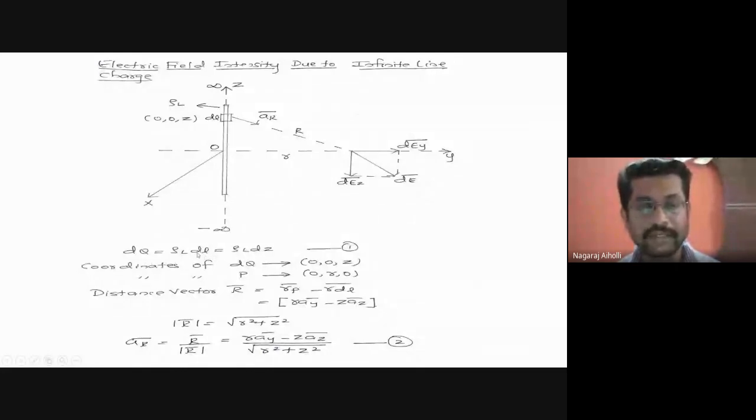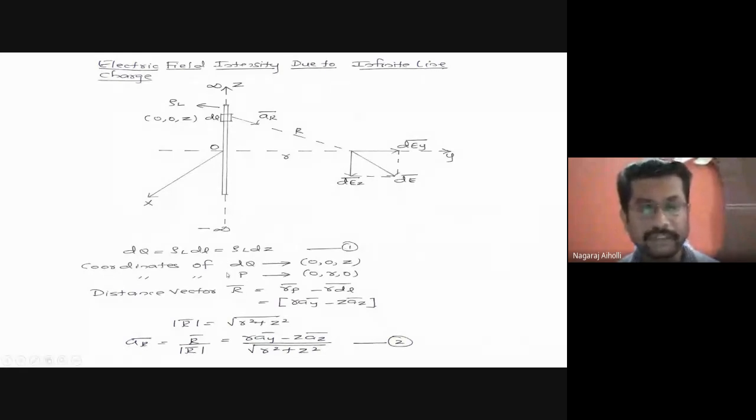Now this dl is the length. What is the length of this charge present on the z-axis? Small length is dz. If you take the z-axis, its entire length is z, but if you take the small elemental length, it is dz, a small portion. Therefore, instead of dl, I am substituting dz. So I get dq is equal to rho L into dz. Take it as equation 1.